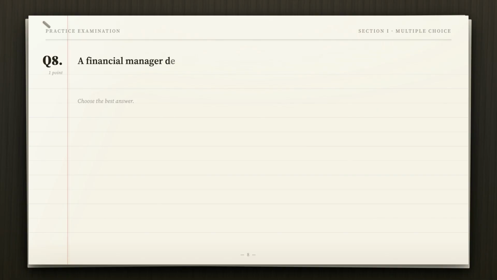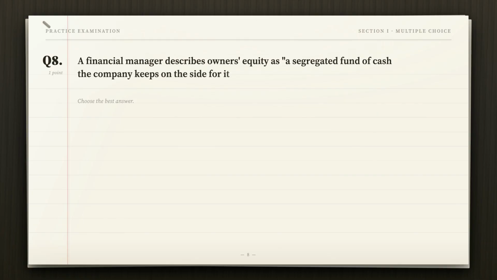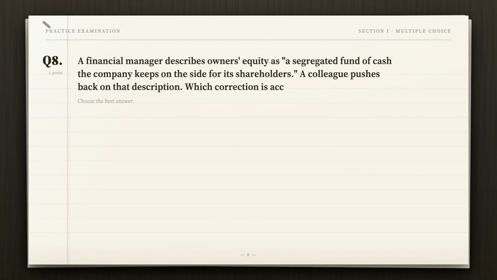Question 8. A financial manager describes owner's equity as a segregated fund of cash the company keeps on the side for its shareholders. A colleague pushes back on that description. Which correction is accurate? Your options are: A. The description is accurate. Equity is a cash fund reserved for shareholders.